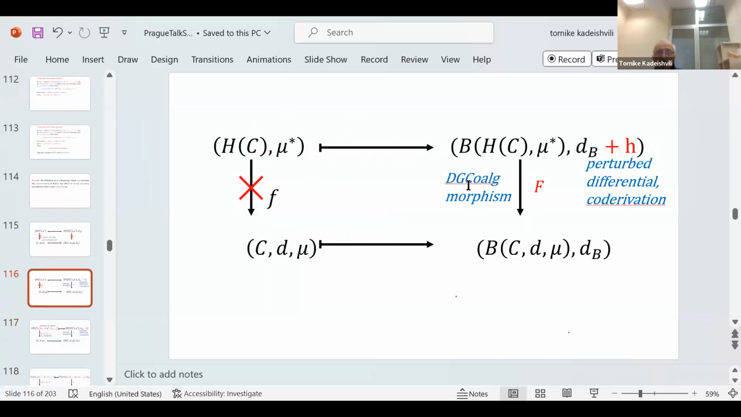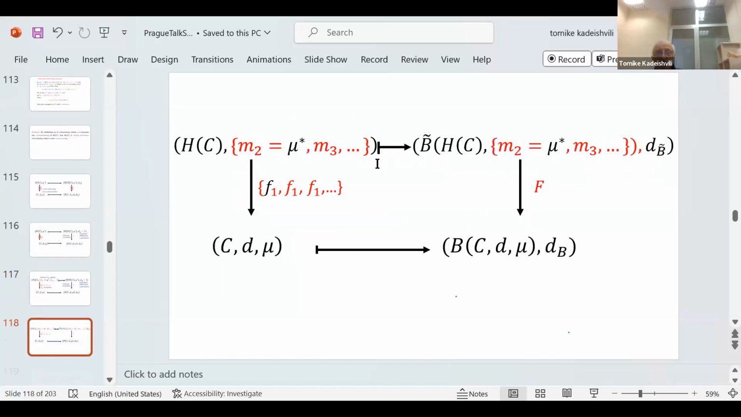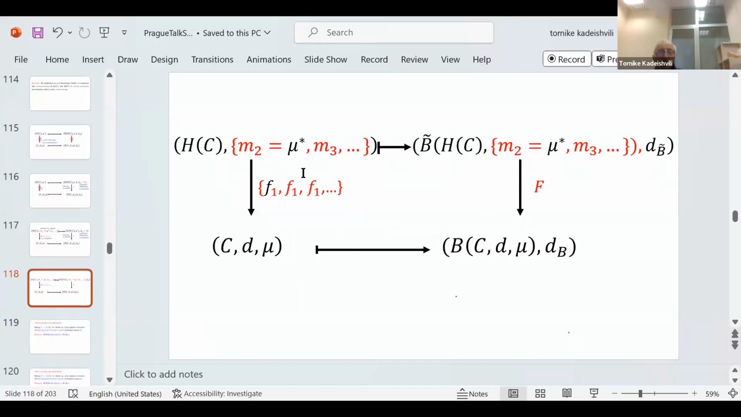But if we somehow change the differential in the bar construction, dB plus some H, then they are equivalent with some F. But what does it mean, changing the differential? Changing the differential, it is the collection M3, M4, M5, and such a map of corresponding infinities.